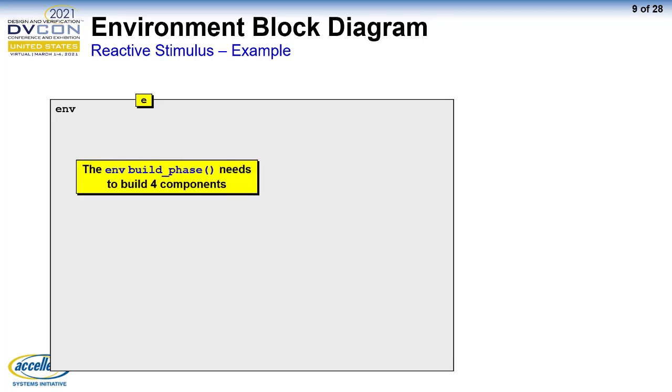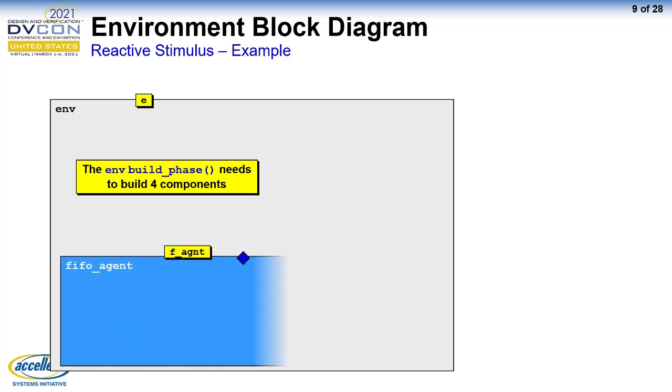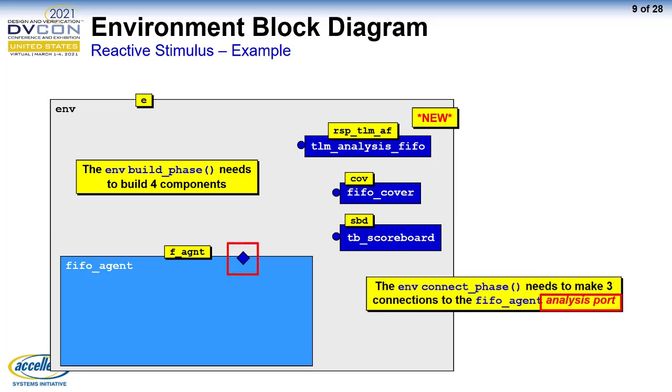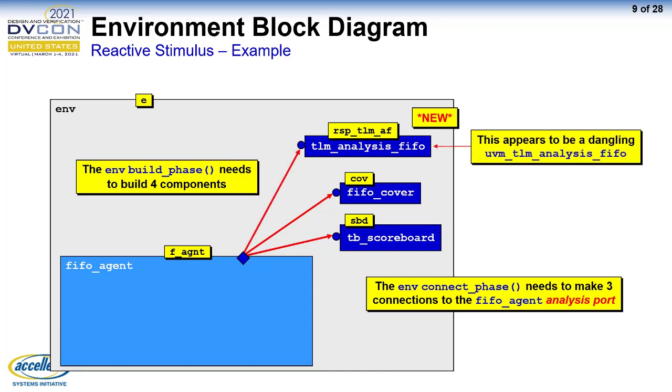For this simple example, the environment will participate in the build phase and will need to build 4 components: the FIFO agent, the FIFO coverage collector and scoreboard, and the response TLM analysis FIFO. This is new for this technique. The environment will also participate in the connect phase and will need to make 3 connections to the FIFO agent analysis port. The first 2 connections are from the agent to the coverage collector and the scoreboard, and the third connection is to the new TLM analysis FIFO, which appears to be a dangling component.